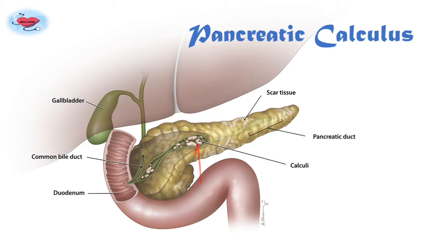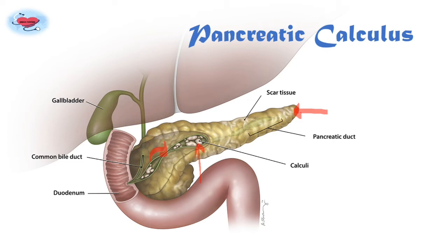If the calculi are seen within the duct, we may have the appearance of dilatation alternating with strictures. So that will give the appearance of a chain of lakes. So this is more important, chain of lakes appearance is seen in pancreatic duct calculi.